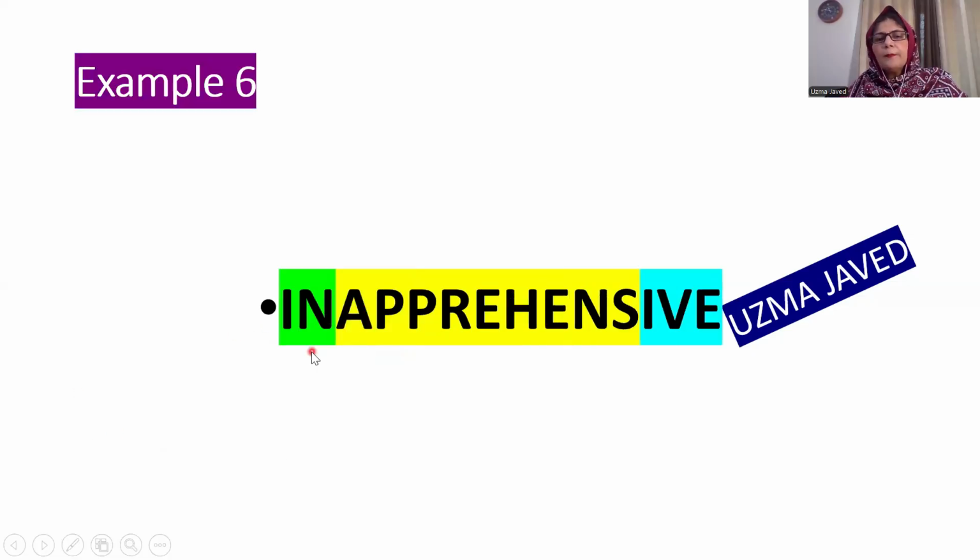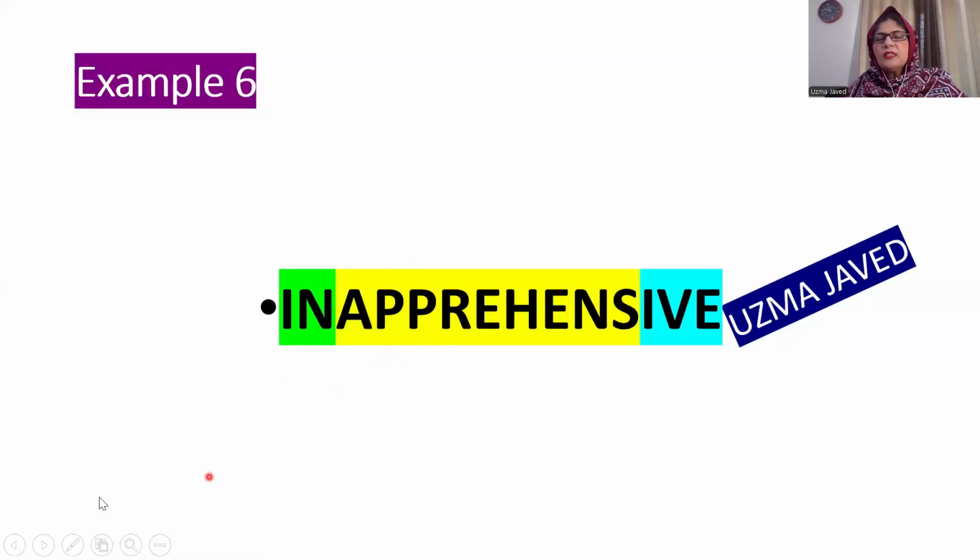The next example is inapprehensive. The word apprehension, you would have heard it. Apprehension means fear. Inapprehensive means something that does not arouse fear, that does not create fear, because the prefix in has changed the meaning of the word into its opposite. So, my dear students, these were the 6 examples which I have shared with you in order to clarify the concept of root word, prefix, and suffix.